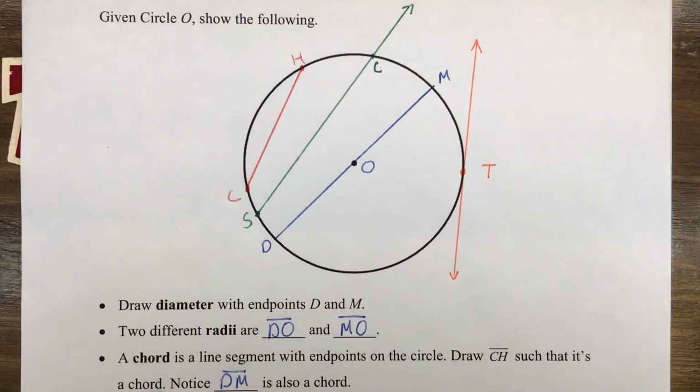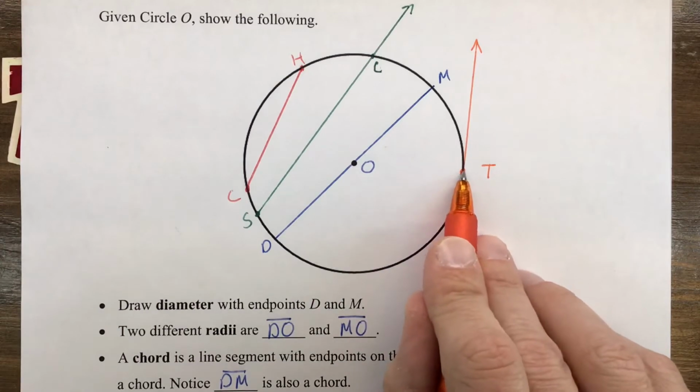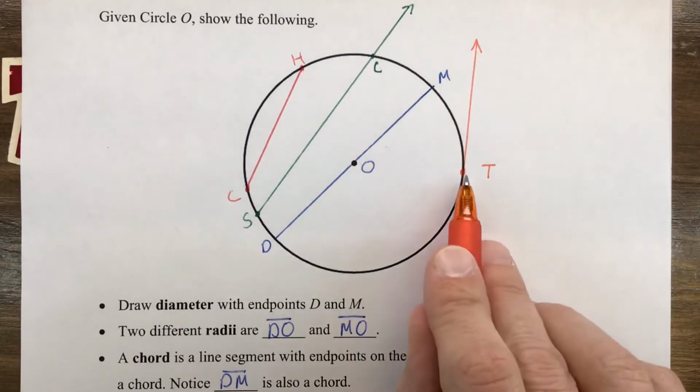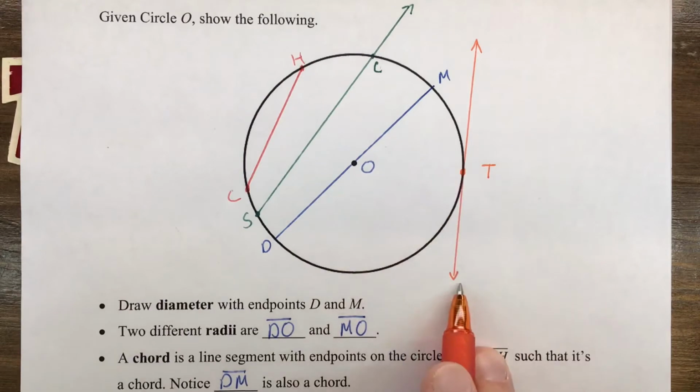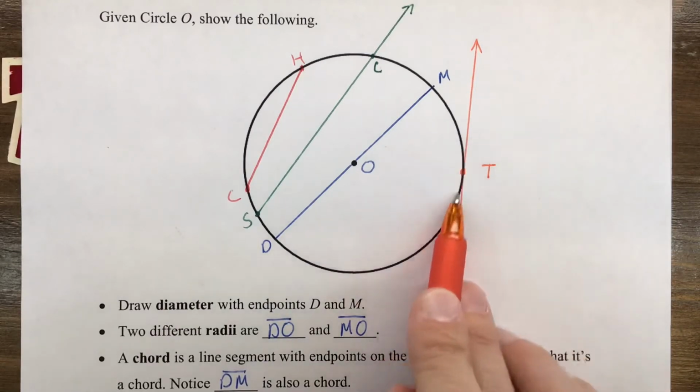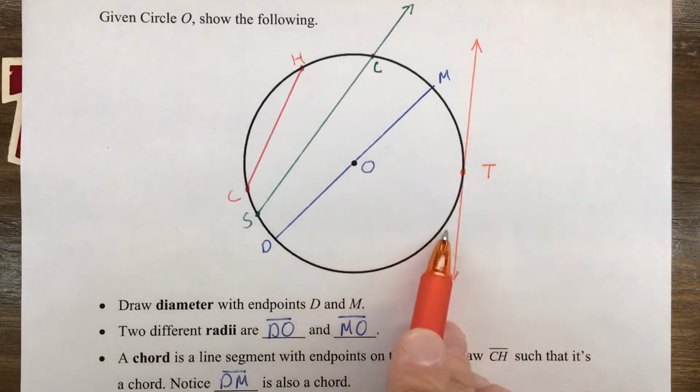A tangent does not have to be a line. It could be a ray or a segment, which means that it could have an endpoint at T and just extend that direction, or it could extend in this direction here. But if it were to extend forever, like the picture that we have here, it can only contact the circle once, which looks like this. It just sort of bumps up against the edge of the circle.